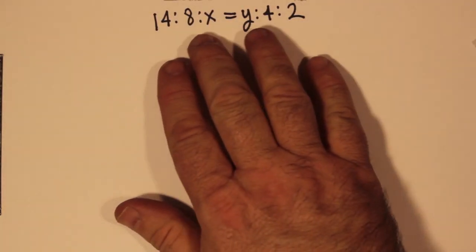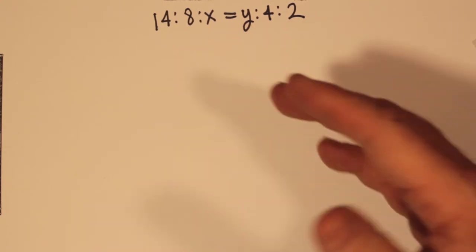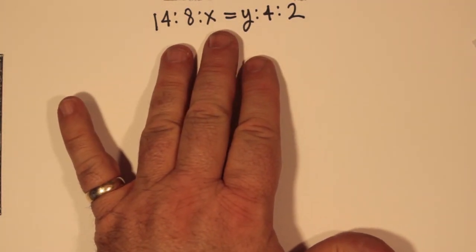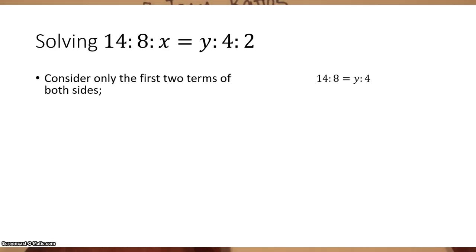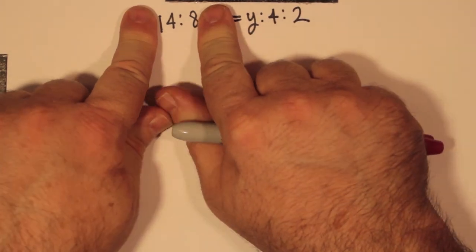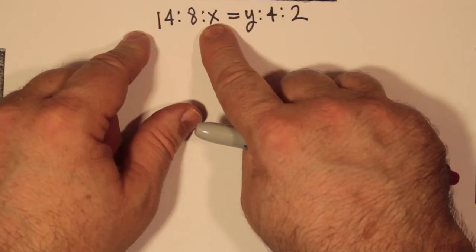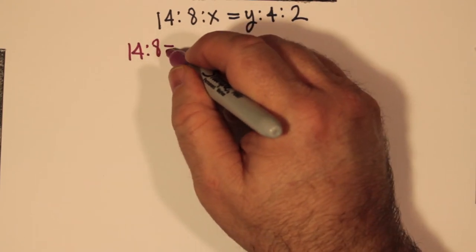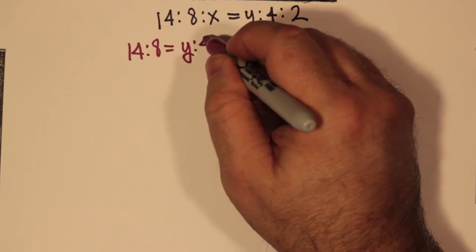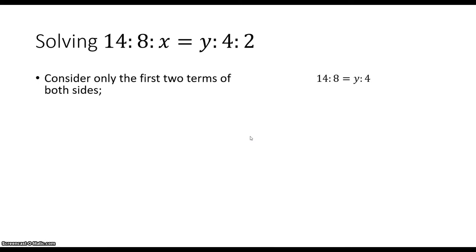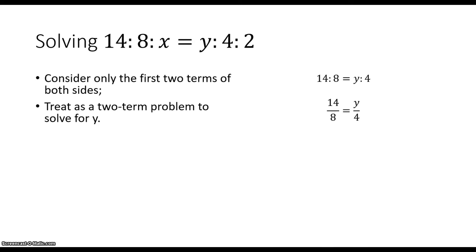So the trick here is when you have a problem on a slightly bigger scale, it requires more steps for sure, but it would be a lot easier if we could break this down into problems we know something about. Like a problem with two terms. Can we break this down into two terms? Yes, we can. First, we can take the first two numbers and compare to these first two numbers. Remember, the order matters. So 14 is to 8 is equal to y to 4. We already did that problem, and we said that y was 7.